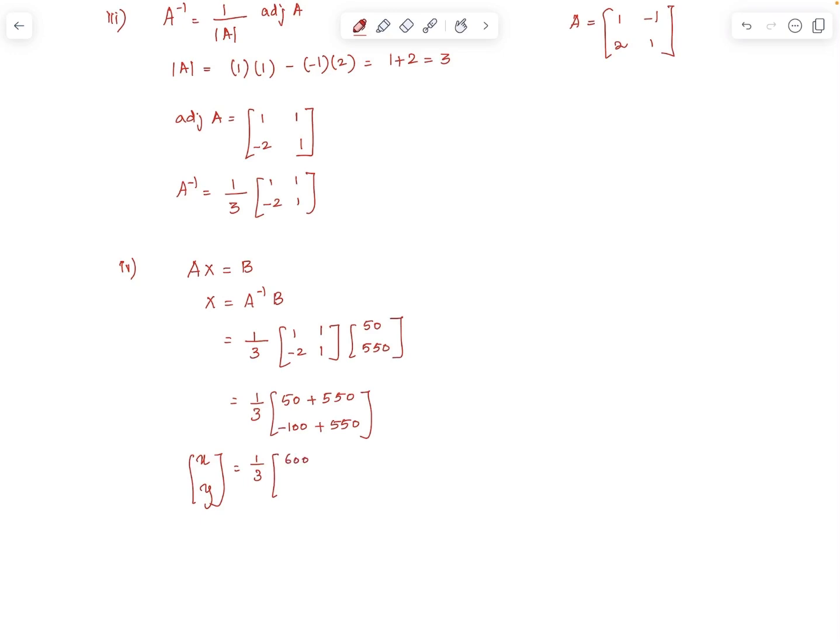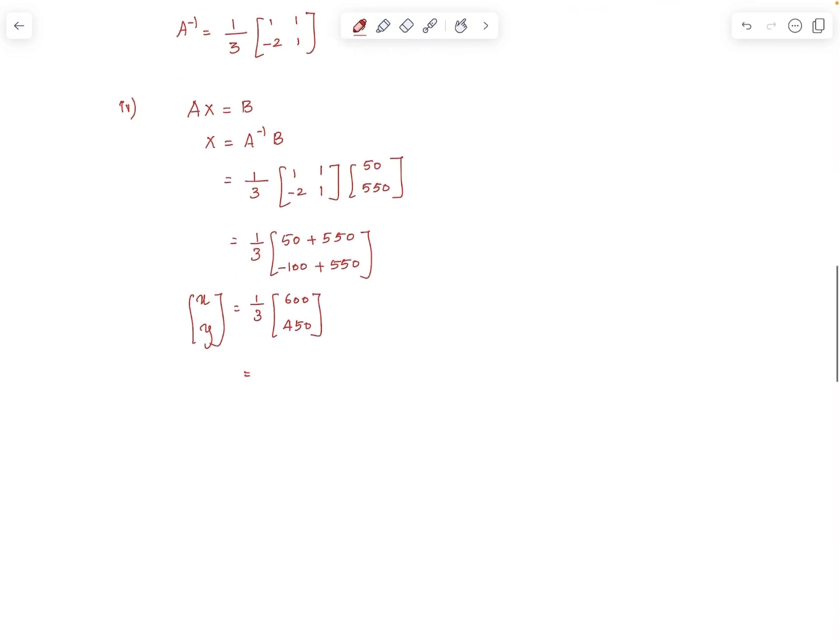600 on the first row, 450 in the second row, which is 200 and 150. This means that length of the land is 200 meters and the breadth of the land is 150 meters.